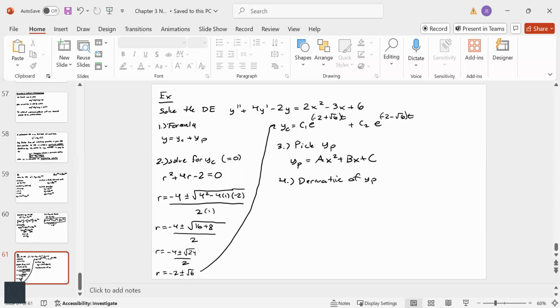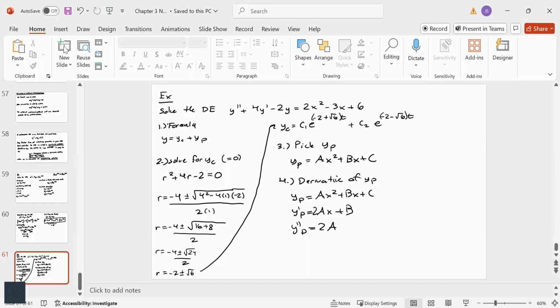So the derivative of yp is equal to ax squared plus bx plus c. Y prime of p is 2ax plus b. And then y double prime p is just 2a. So we have our derivatives. From there, I am going to plug it into my differential equation.